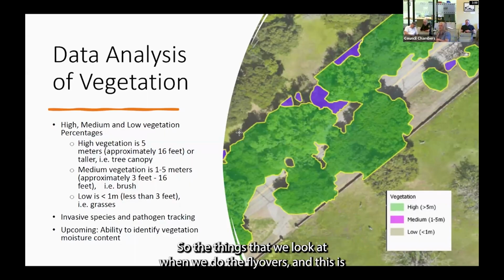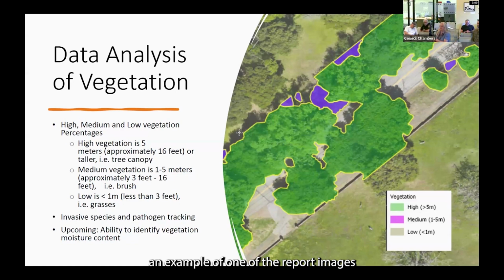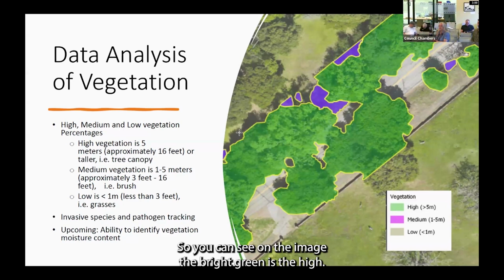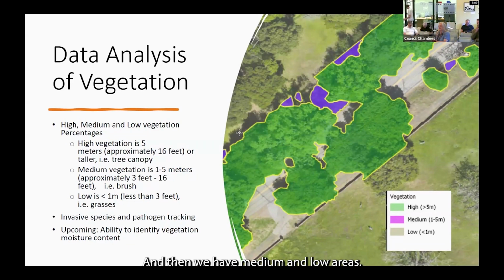So the things that we look at when we do the flyovers, and this is an example of one of the report images that comes back to us, is the heights of the vegetation. We use 3 categories. High is your tree canopies. It's above 5 meters. Medium is your brush and shrubs. This is where a lot of your ornamentals fall. And then low is the grasses. That's the flashy fuels. So you can see on the image, the bright green is the high. So that's the tops of the trees. And then we have medium and low areas.